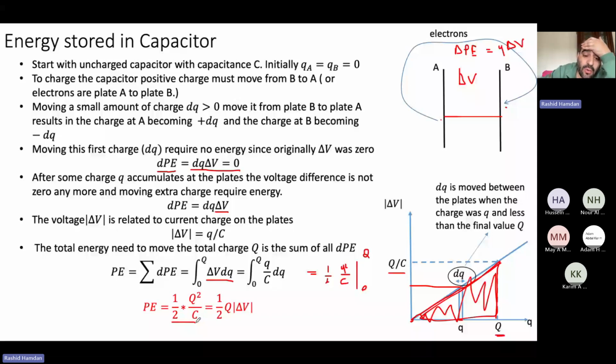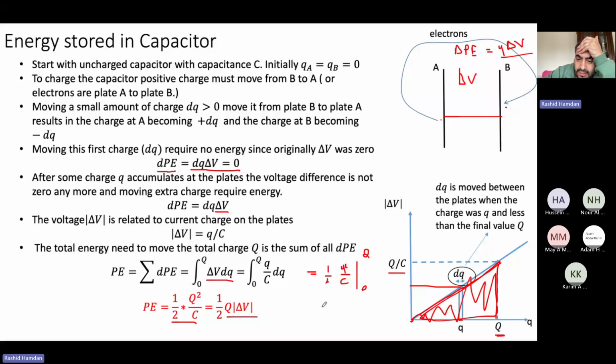So see how it differs from this formula here. This is Q delta V because the voltage is constant. Here we have half Q delta V, because part of the charge was moved at low voltage and part at high voltage. Actually, it's kind of equally distributed, so we're kind of taking the average of it.